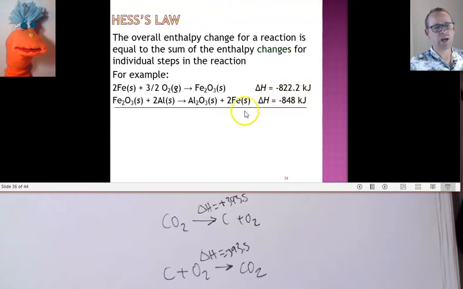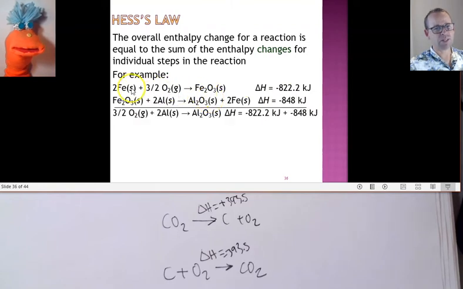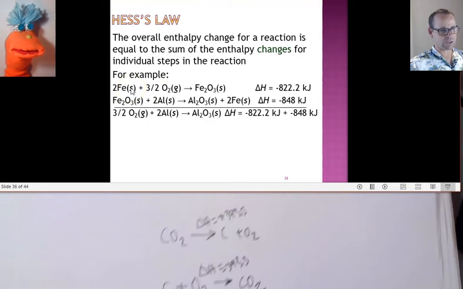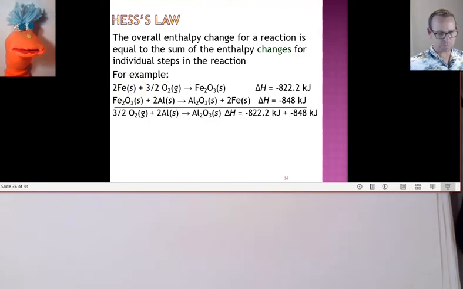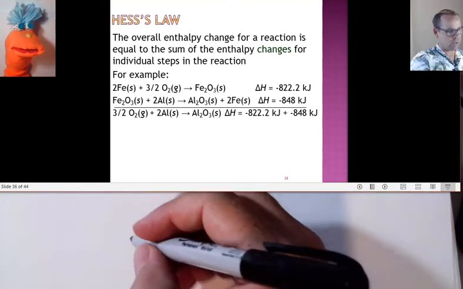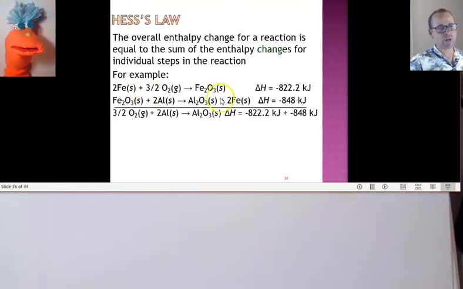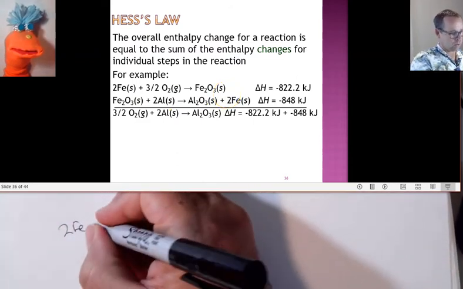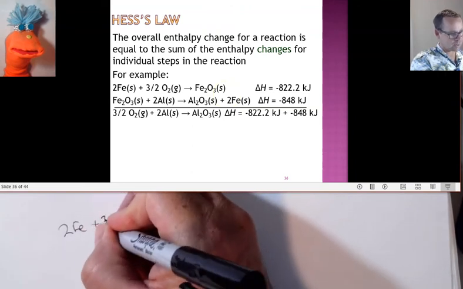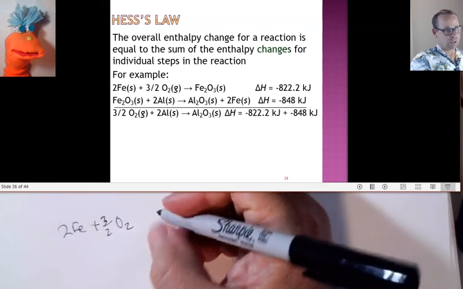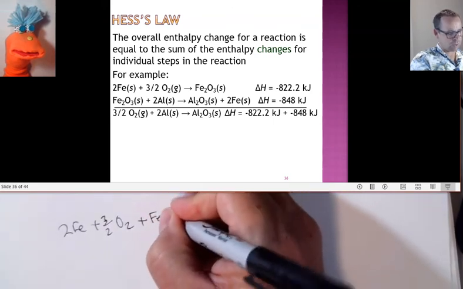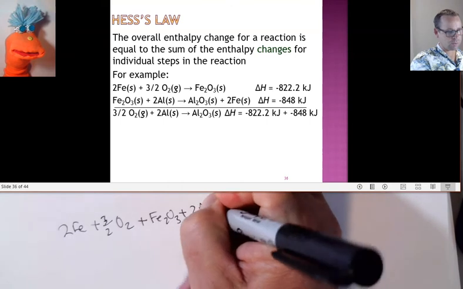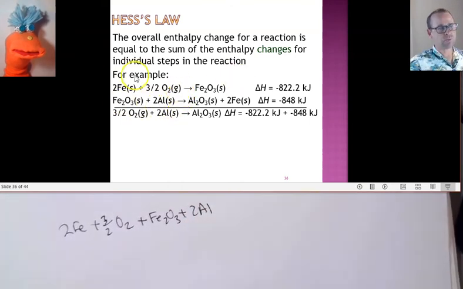Well, if I add these two reactions together, and when you say add two reactions together, what that basically means is you write all the reactants from both reactions on one side and all the products from both reactions on the other. So, for example, if I'm adding these first two reactions together, I'm going to put all the reactants. That's 2 atoms of iron from the top there, 3/2 atoms of oxygen, and then also Fe2O3 and 2 aluminums, right? So I wrote the reactants for both of these reactions right here.